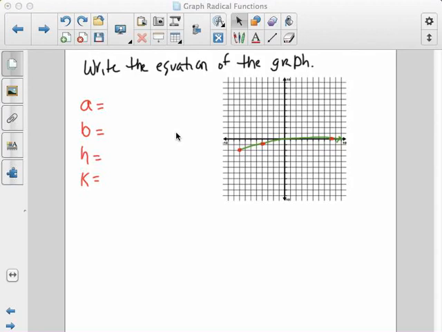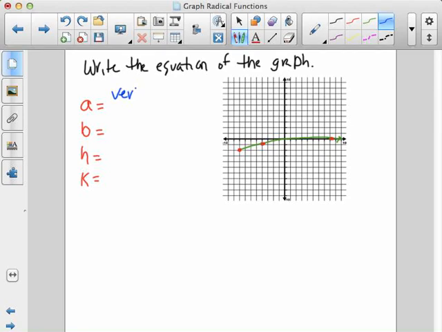All right, so let's write the equation of this graph. I promised you a graph where b would not be 1. All right, so first of all, let's look at our a value. This is our vertical stretch or compression.